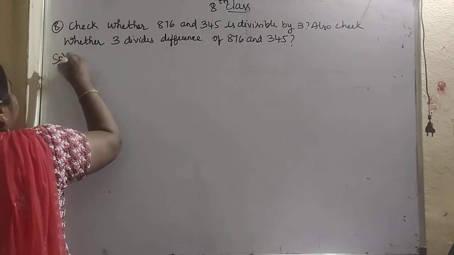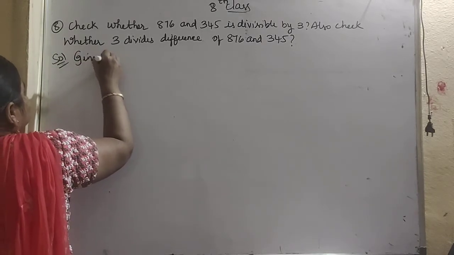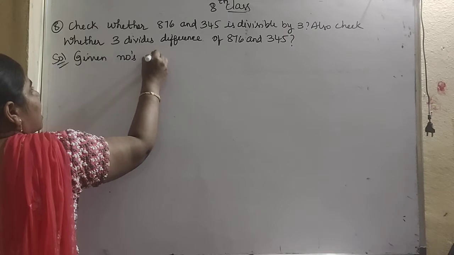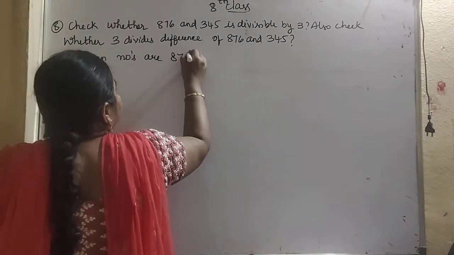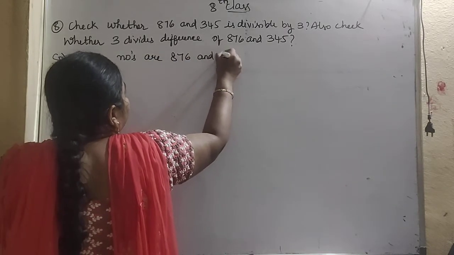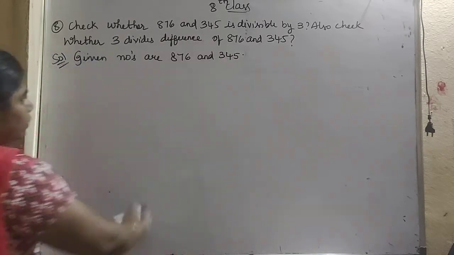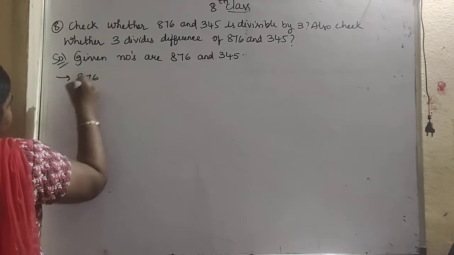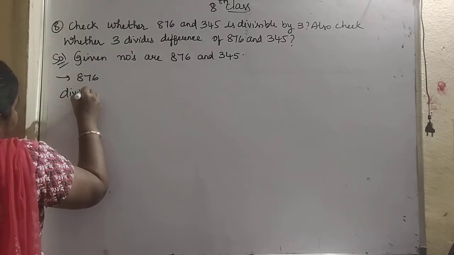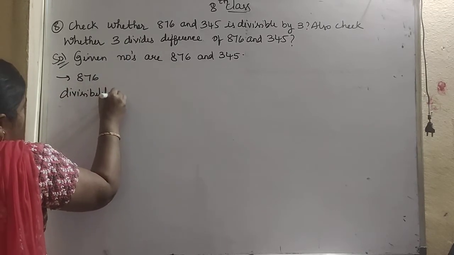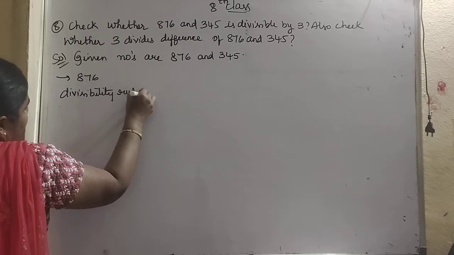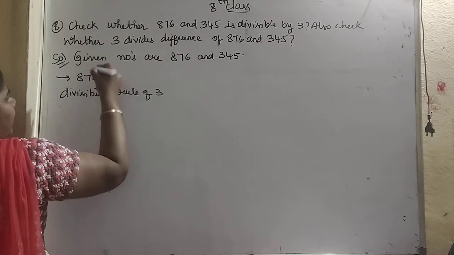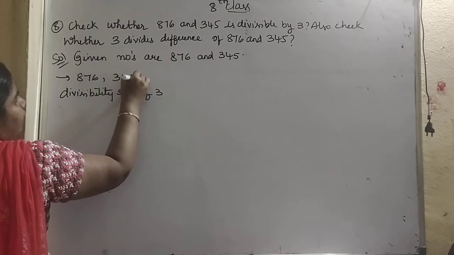So here the given numbers are 876 and 345. So individually we will check first. The first number I am taking is 876. We have to check the divisibility rule of 3. At the same time, the other number I am taking is 345.